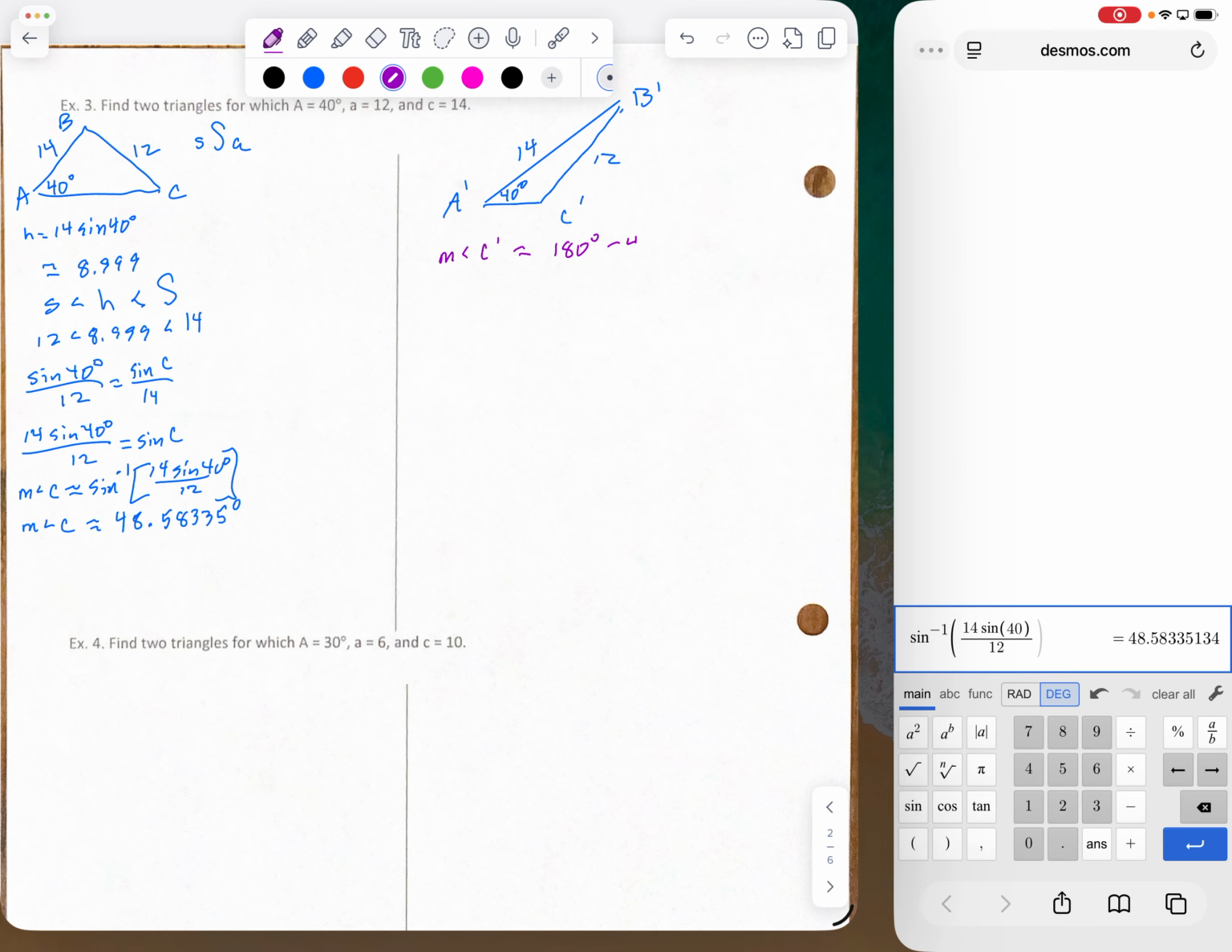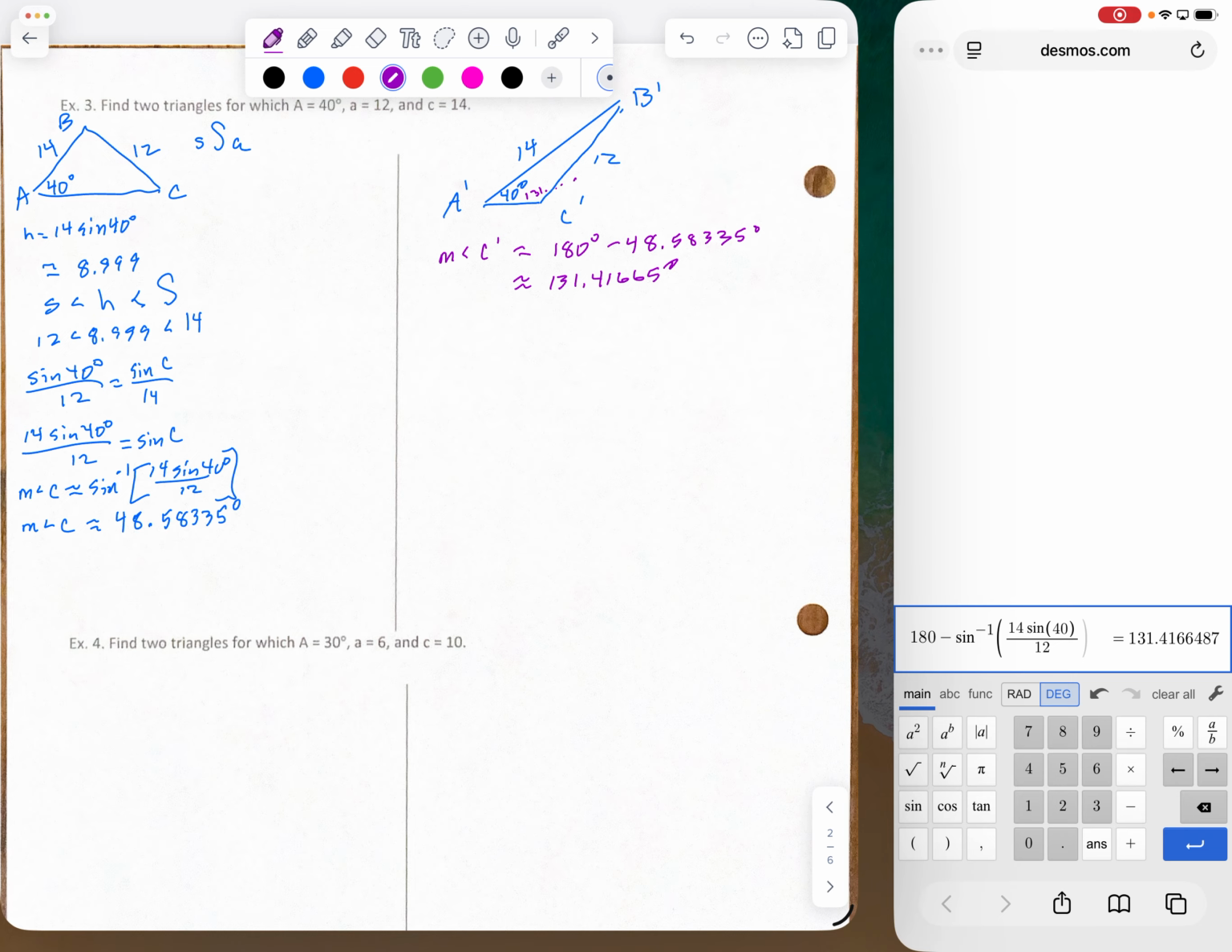And so for here, on the first triangle, you can find the measure of angle B by taking 180 minus the 40 degrees plus the 48.58335. And that angle B is 91.41665.